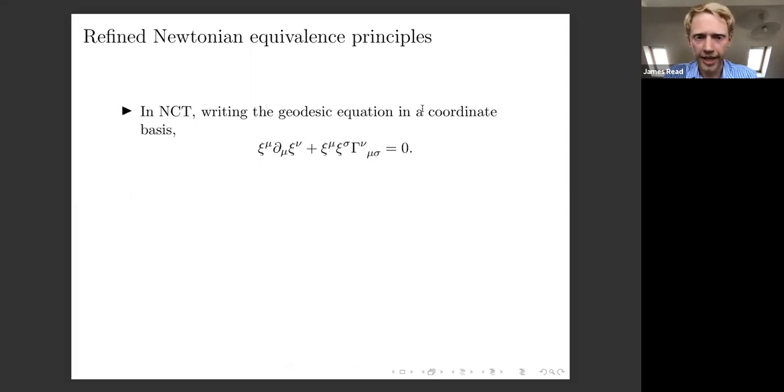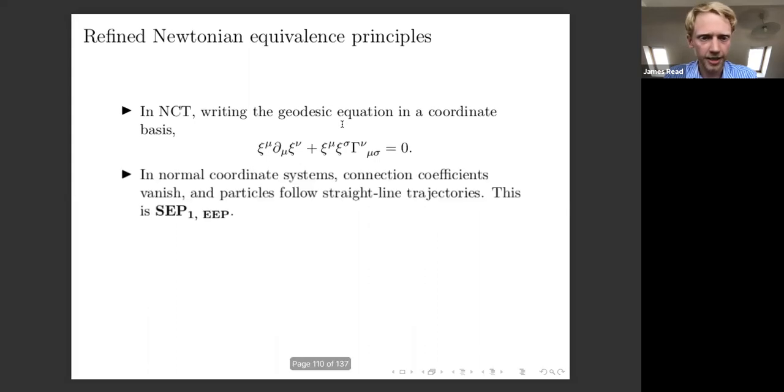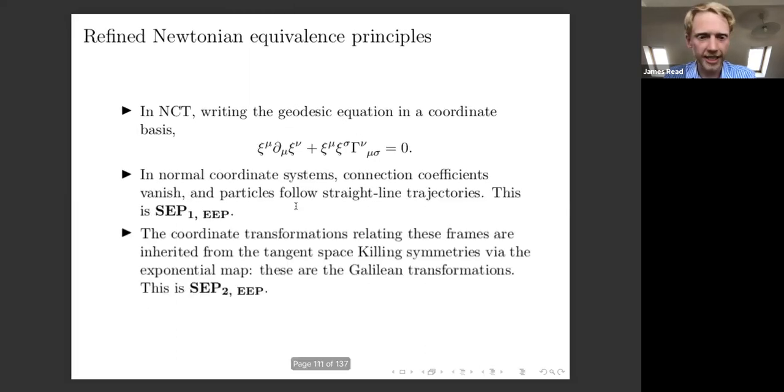What about the Newtonian case? In Newton-Cartan theory, again, you can write the geodesic equation as this. In normal coordinates, this term will vanish and you'll get SEP1 EEP. The frames in which this is the case will be related by Galilean transformations, which would be SEP2 EEP.